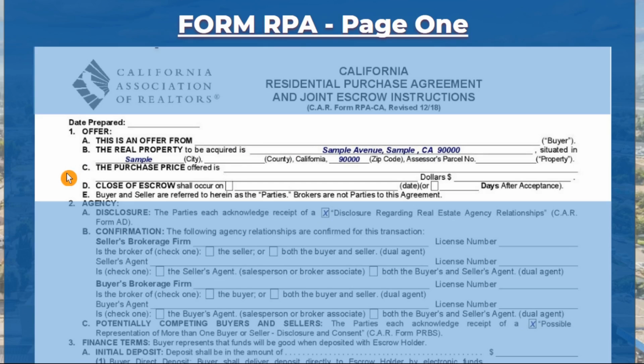The purchase price offered is the price that the buyer is offering to pay for the property. And if that isn't changed through an addendum or a revision of some kind, a counteroffer, then if this was signed off as is, that is what the purchase price would be. Close of escrow, you can request that it happens on a specific date or a specific number of days after acceptance of the offer. And as I noted previously, the buyer and the seller are the parties to the agreement. Brokers and their agents are not parties to the agreement.